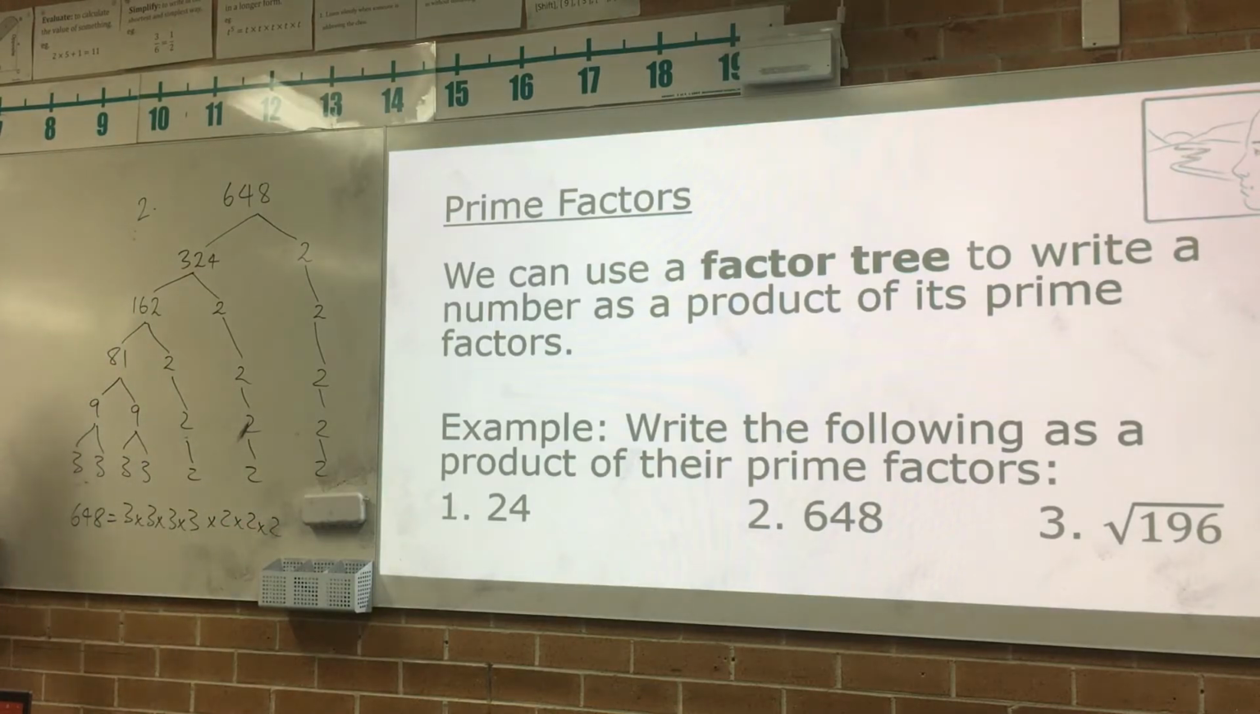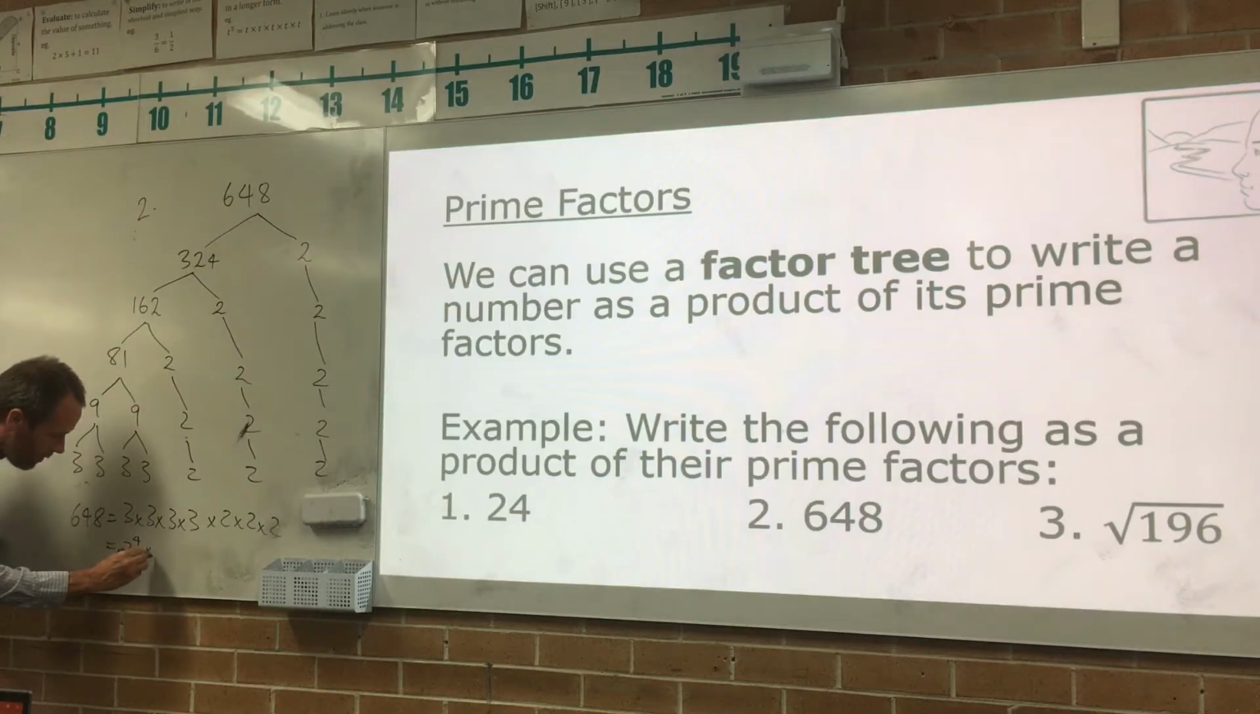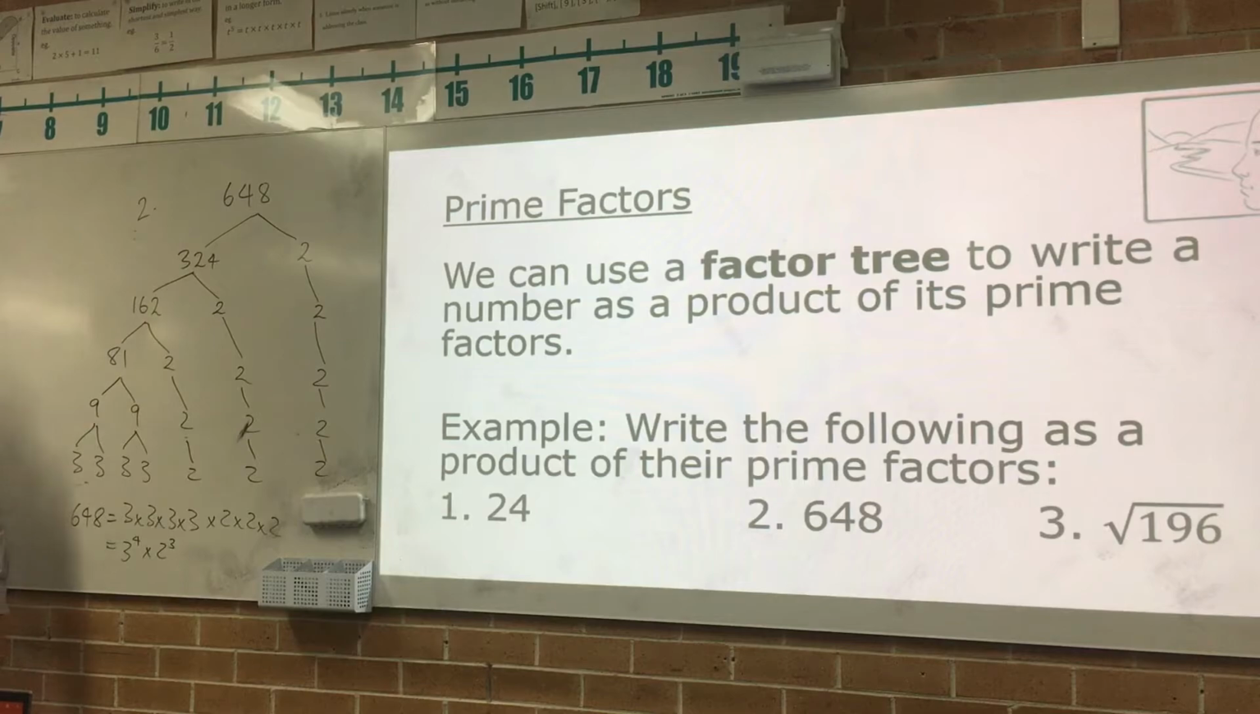Now, as was said earlier, you could write this using index notation. 3 to the power of 4 times 2 to the power of 3. Make sure you've got this down. That takes a bit more working. But we have just followed the same process to get there. Okay. I want to rub that one out.